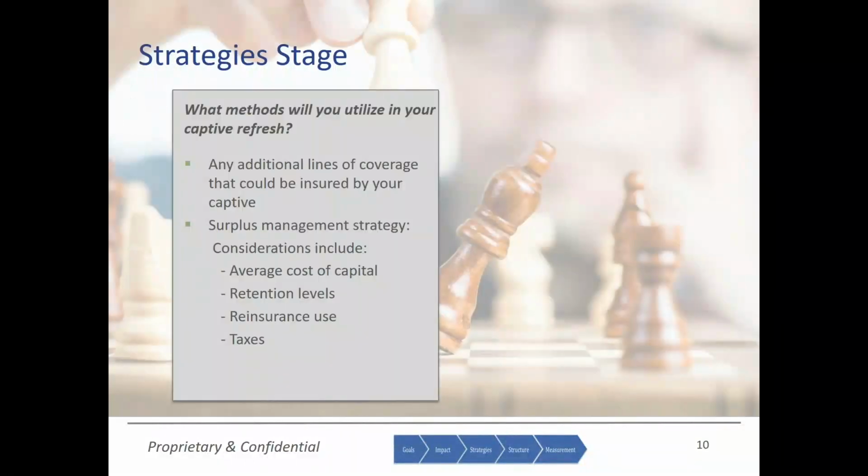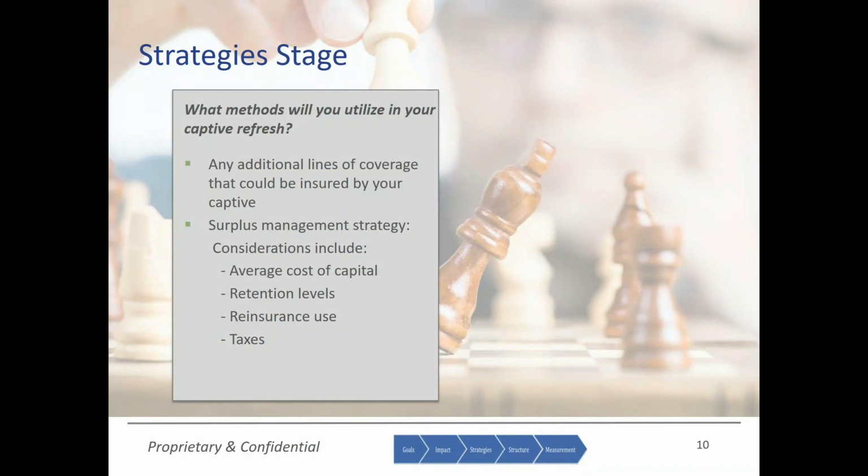The next stage is the strategies stage. What methods will you utilize in your captive refresh? Are there any additional lines of coverage that could be insured by your captive? Now, we've gone into this in detail already, but during this stage, we reassess the potential for additional lines to be picked up by your captive, if not already assessed. Surplus management strategy is very important in this stage. And in addition to the pro forma financial modeling that I was going into detail on in assessing adverse case outcomes, we want to understand things on an expected level. How do we expect things to play out?